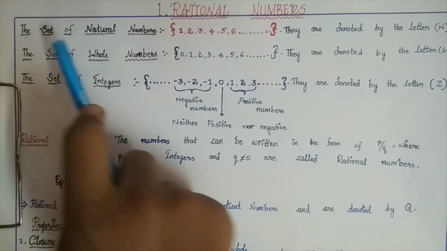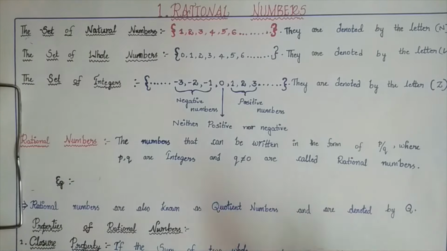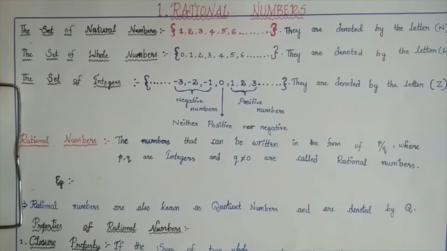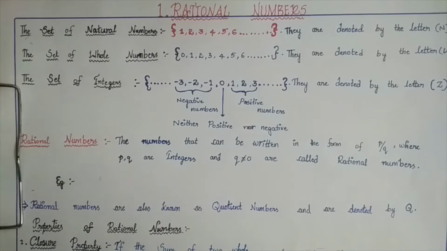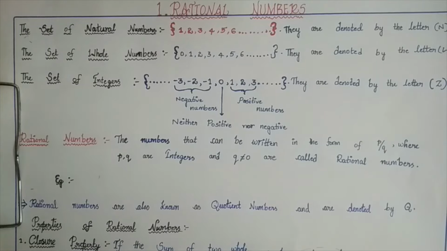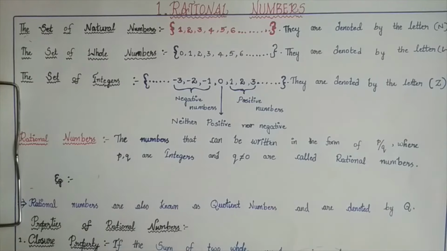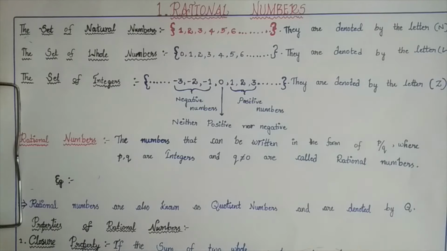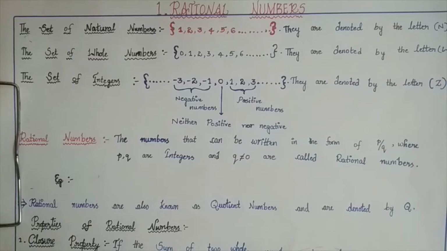So first of all, the set of natural numbers. The counting numbers 1, 2, 3, 4, 5, 6, etc. are called natural numbers and they are denoted by the letter N. The set of whole numbers. The counting numbers including 0 are known as whole numbers and they are denoted by the letter W.